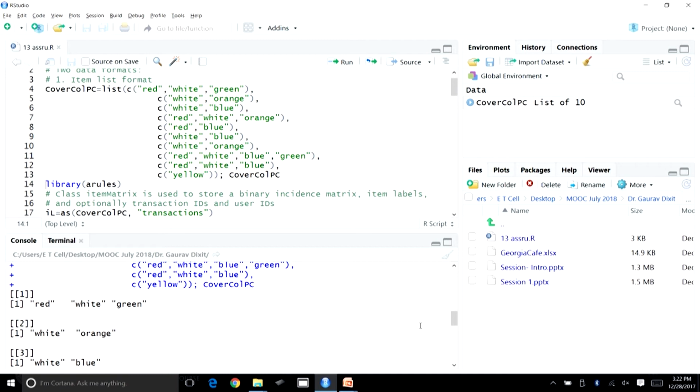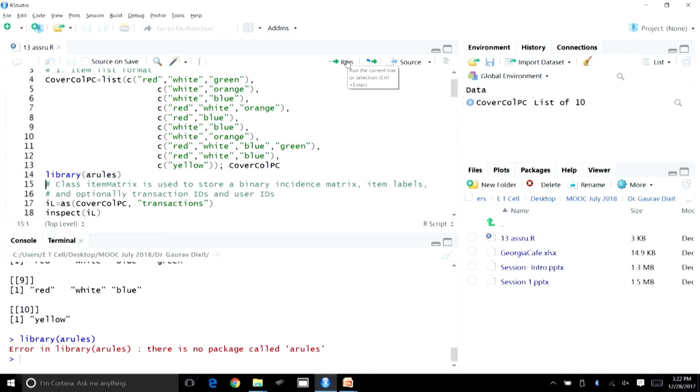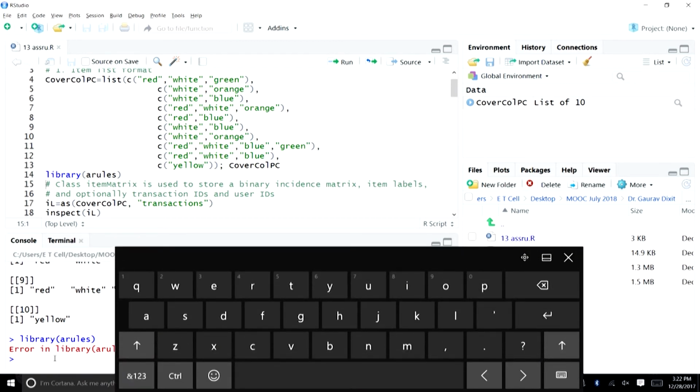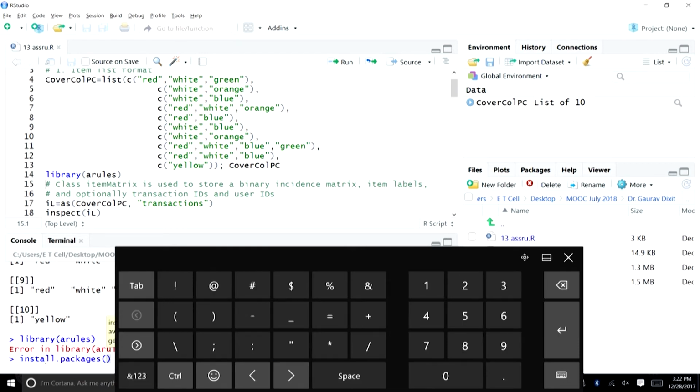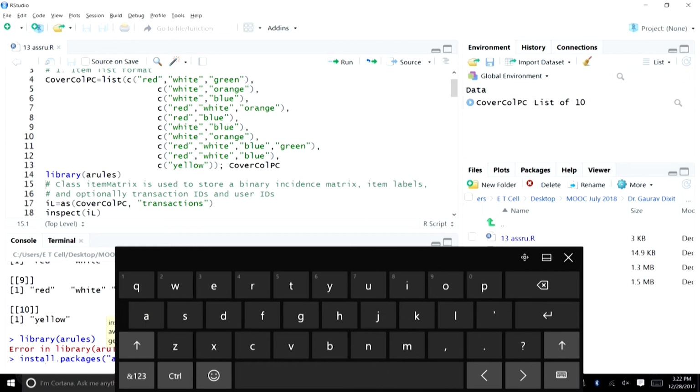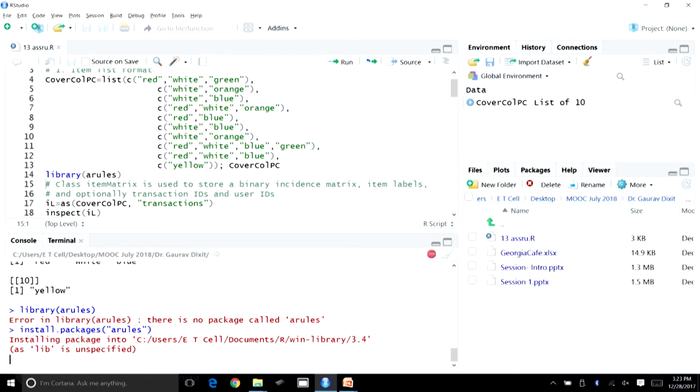To look at the binary matrix format, we will have to use this particular package, library arules. So, let us load this particular package. Right now this package is not installed in the system, so let us install this. The command that we are going to use is install.packages, and we will use the package name in double quotes, arules, and then this package is being installed.